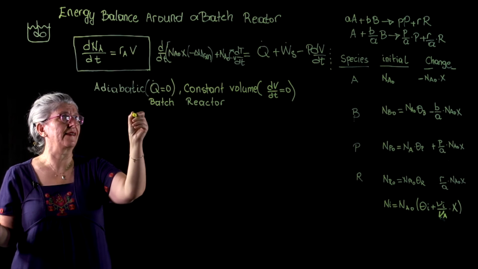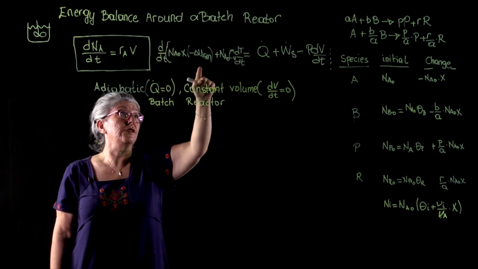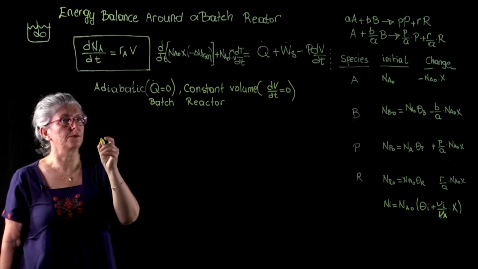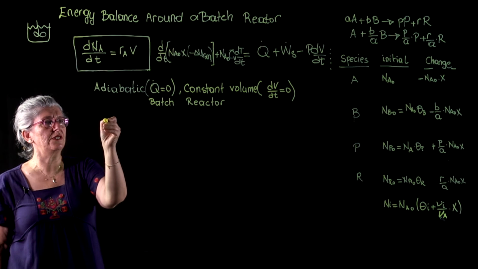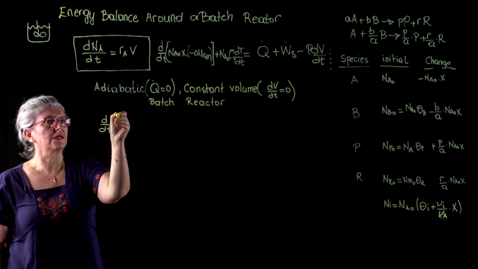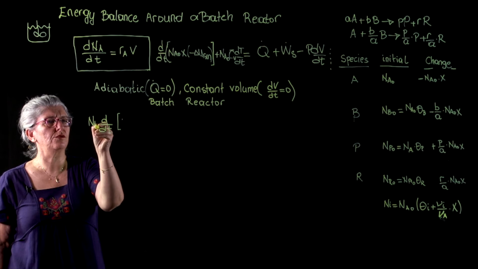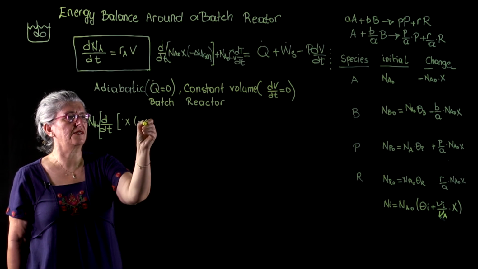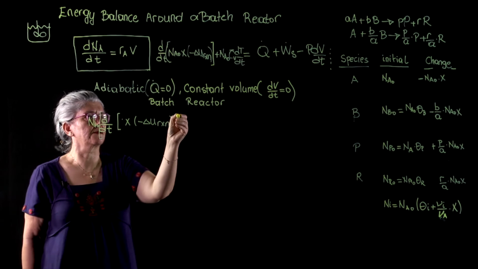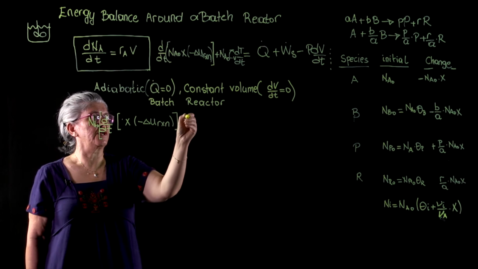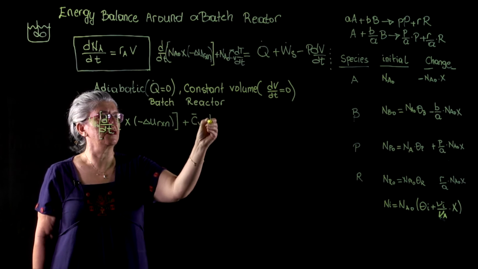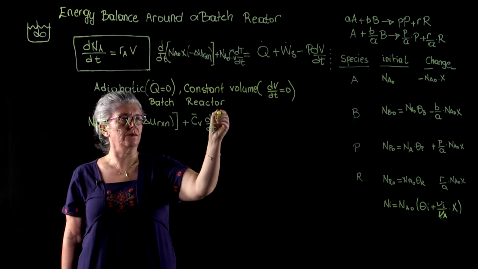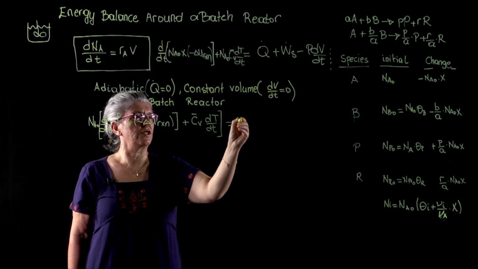And we are going to have three terms: this term, this term, and the shaft work term. So let's translate that information over here. I'll take Na0 out, take a big frame, X times minus delta U reaction, plus CV average dT over dt is equal to shaft work.